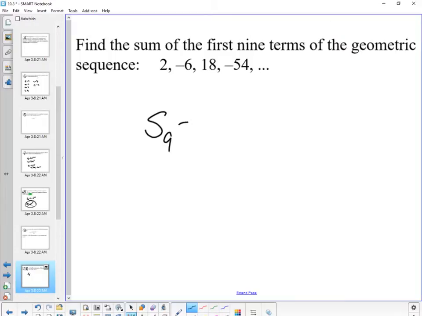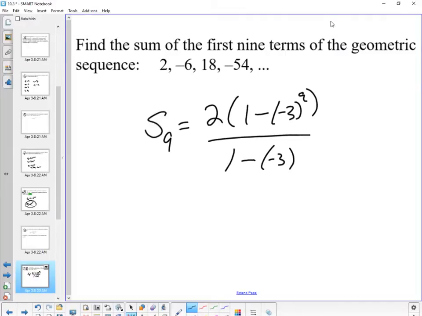So what do we want? Sum up the first 9? So we have 2 times 1 minus negative 3 to the 9th. Is that what you got set up? Yes. So we've got 2 times 1 minus 3 to the positive 9th. That's a big number. It's negative 19683.